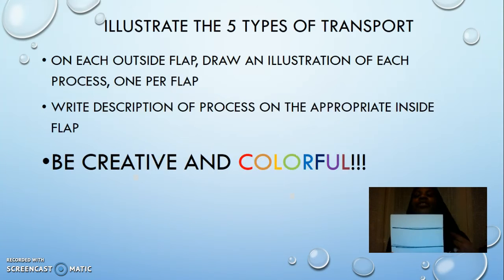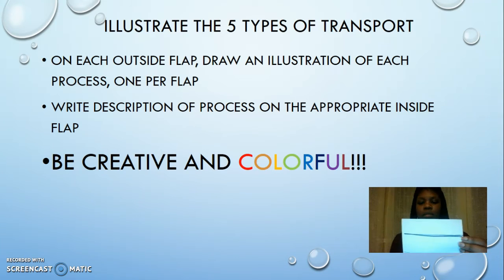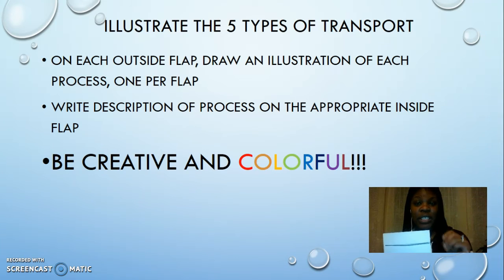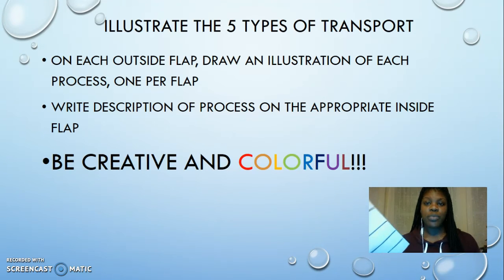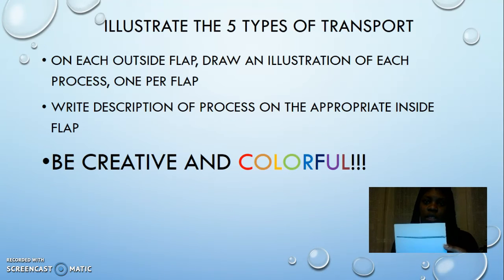Now, after that, let's talk about what we're going to actually put on it. It's 5 different types of transport that we talked about, and it's 5 flaps. So, of course, each transport is going to go on one of these flaps. Let's use endocytosis, for example. Remember, endocytosis is when the cell actually takes something inside. You're going to draw, illustrate the process. Not write the term, you're going to illustrate the process on the outside. This whole page will just be full of illustrations. I do not want to see any terms or any descriptions, just illustrations.